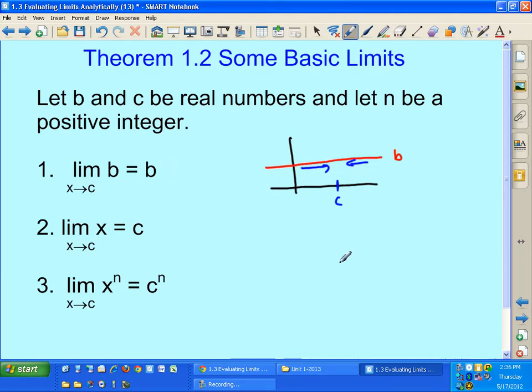That should make sense. In the second example, if we're looking at the function y equals x, the parent function for a linear function, and we approach a c value from the left and from the right, we end up with c as our limit, because for every x that I plug in, I get the same y value. It also works the same for a function that has a power on it. Basically, it would be plugging in the c value, so that's our direct substitution. So make sure that you get these down so that we can be prepared for class.